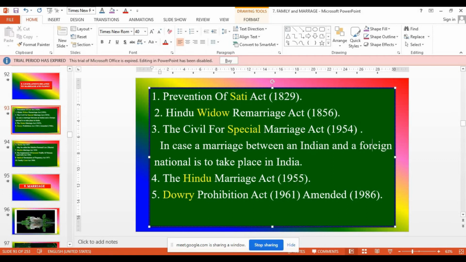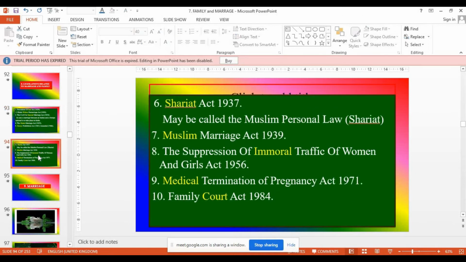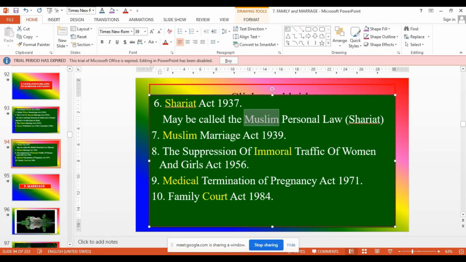So this is also landmark legislation, which defines the age of marriage and prohibits child marriages. Fifth one, Dowry Prohibition Act 1961, amended 1986. Dowry, asking and giving, is a punishable crime. Sixth one, Shariat Act 1937, may be called Muslim personal law. This legislation is mainly for Muslims. Seventh one, Muslim Marriage Act 1939.